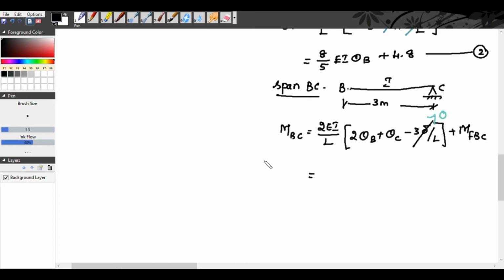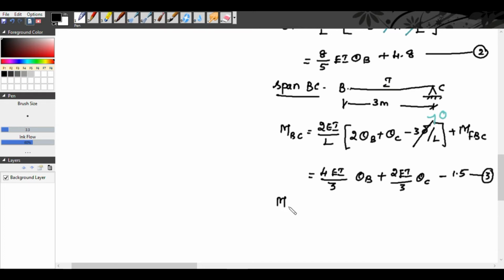So, substituting the values, here I is taken as I. So, we get 4EI by 3 into theta B plus 2EI by 3 into theta C minus 1.5, because we have found in the first step that MFBC is minus 1.5. So, this is our equation number 3.